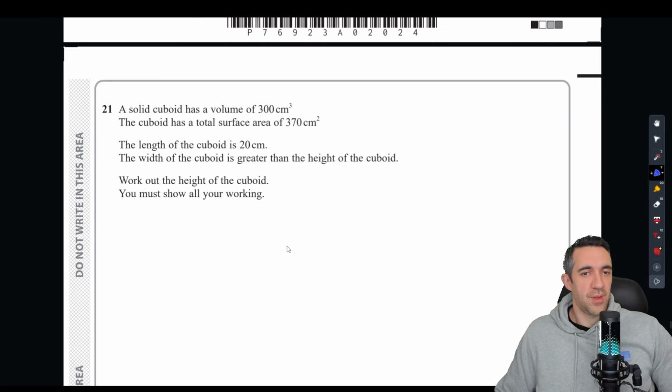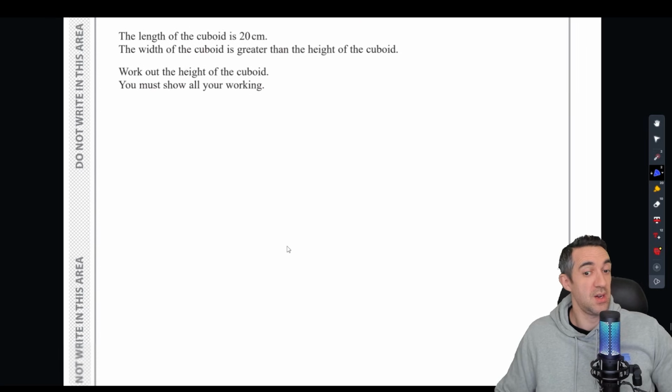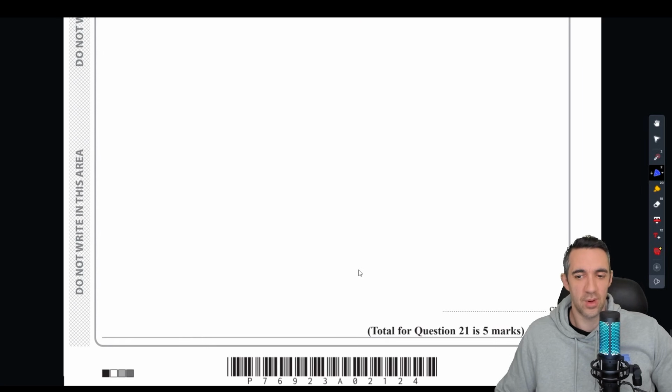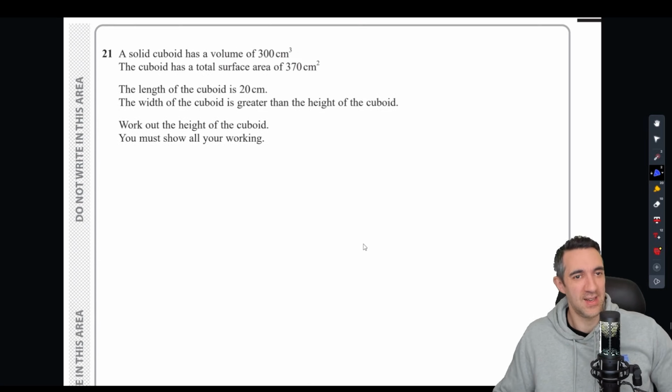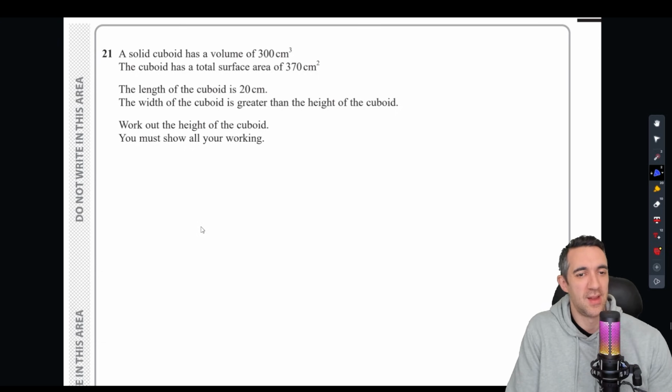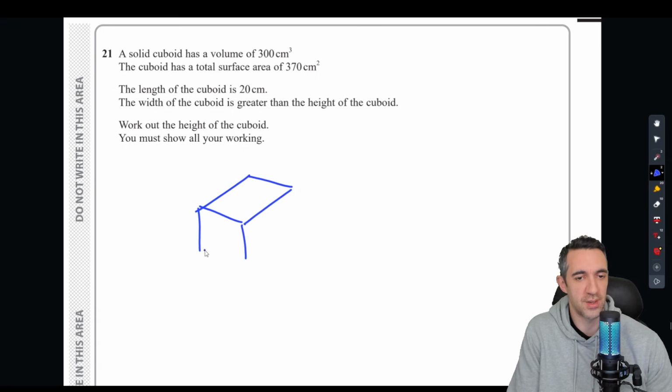A solid cuboid has volume 300 centimeters cubed and a surface area of this. I think we can guess more similar shapes. Ah, we already had similar shapes. I think this is another similar shapes one, but it is 5 marks. Aha, here we are then. So here's a chance to rack up some marks at the end or near the end. Not sure how many questions there are on this paper. So there we go. Look, nice sketch.